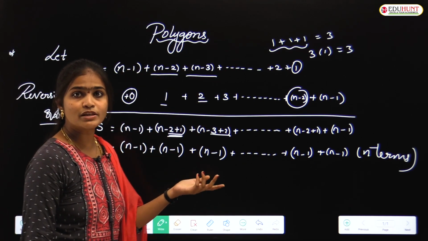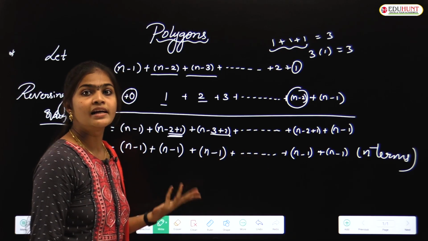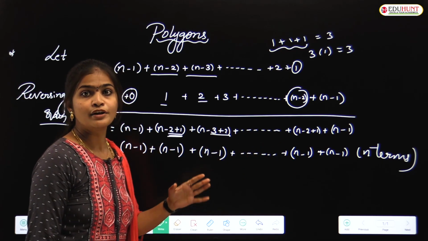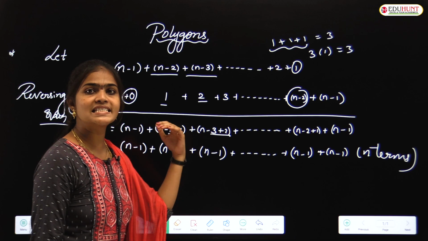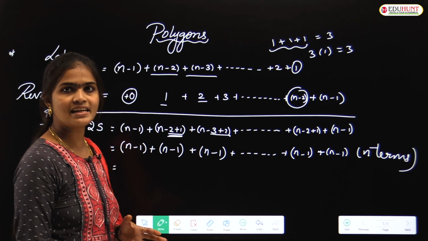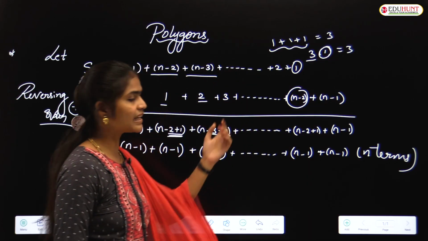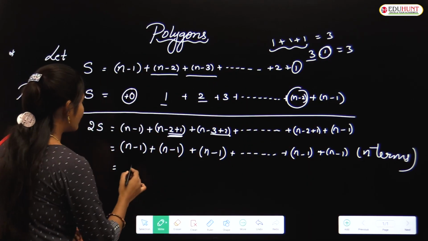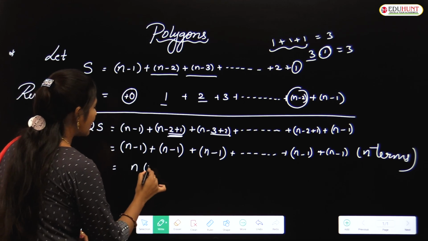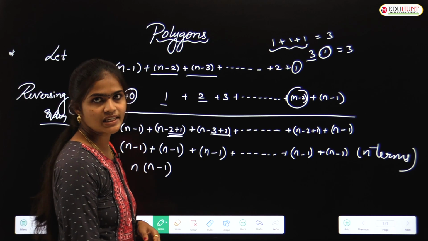N terms means n is equal to a specific number. We don't know that. Why? Because we don't know how many terms are there. That's why n terms are there. So n times the same term is in repetition. N times the same term is in repetition means we can represent it in that method, right? So we can write this as n into n minus 1. N times n minus 1 is in repetition.